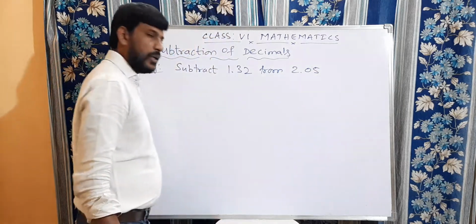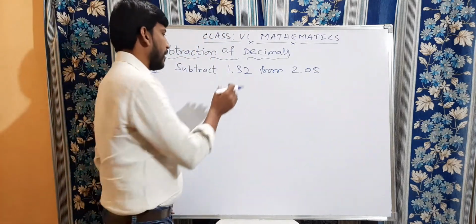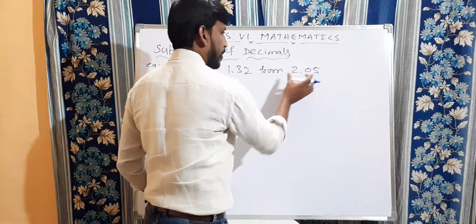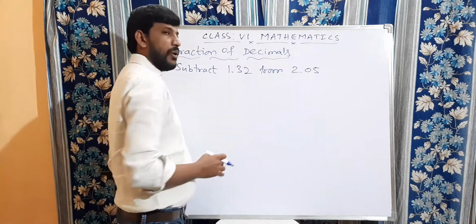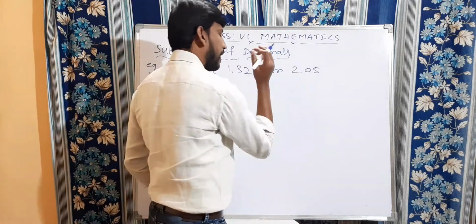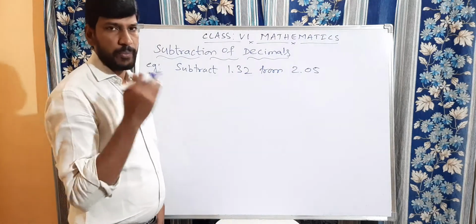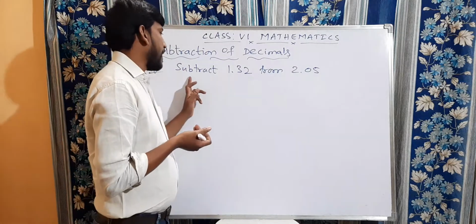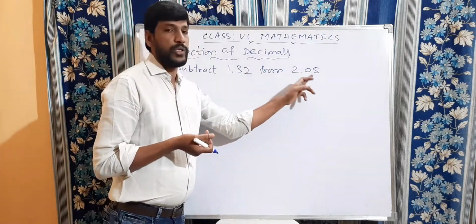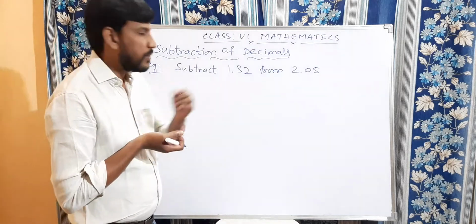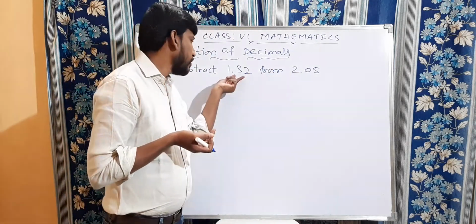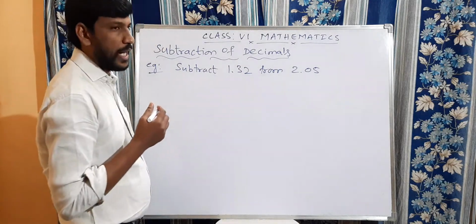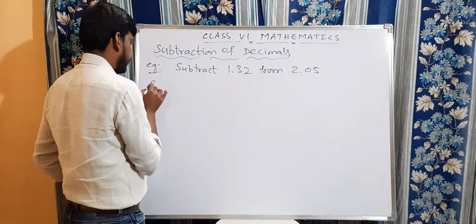2.05. Look at the decimal numbers here. The first number is 1.32 and the second number is 2.05. In between these two, which is the greater value? Obviously 2.05 is the greater value. So always we need to subtract the smaller value from the greater value. Clear? Now subtract 1.32 from 2.05. First, which value are we going to write? This value. Write this value down, then subtract. Clear? Now we are going to subtract using a place value chart.